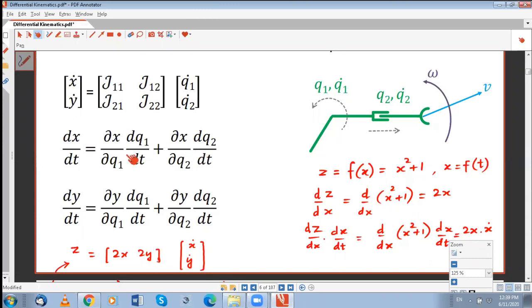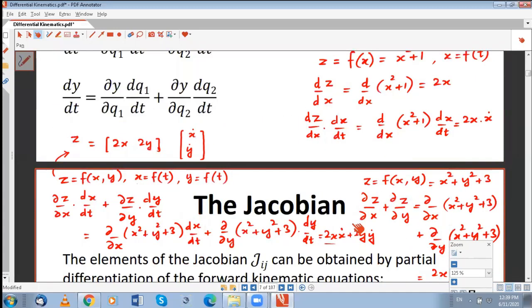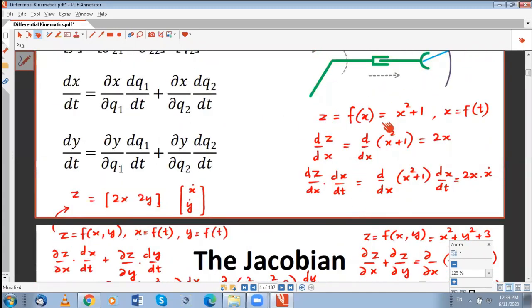Partial differentiation, the partial derivative of the position of the end effector with respect to q1 plus q2, and then I explained how to take a partial derivative. Let's say z is a function of x, x is the independent variable, z is the dependent variable, and let's say the function takes the form x squared plus 1.